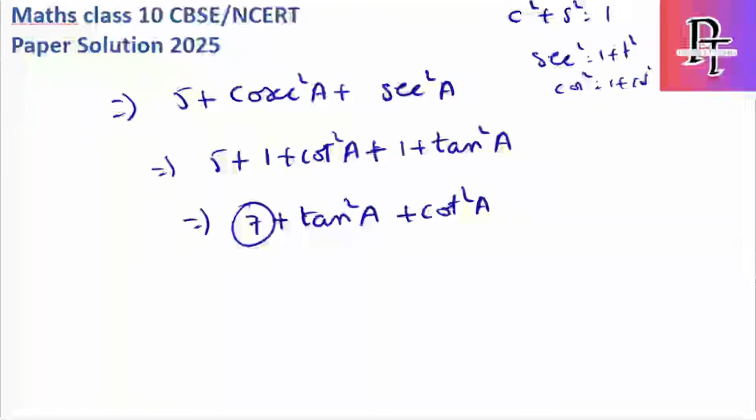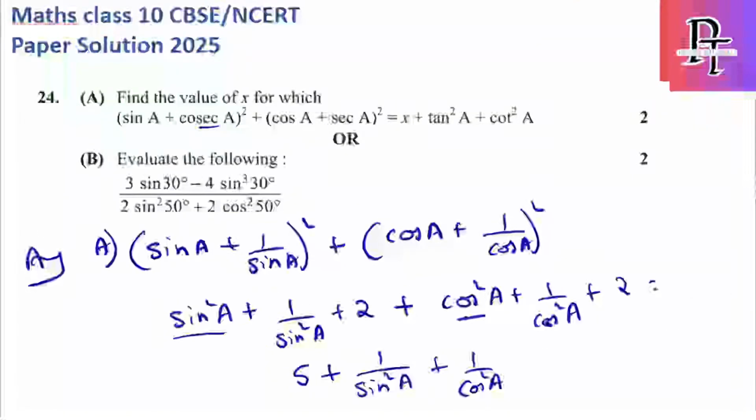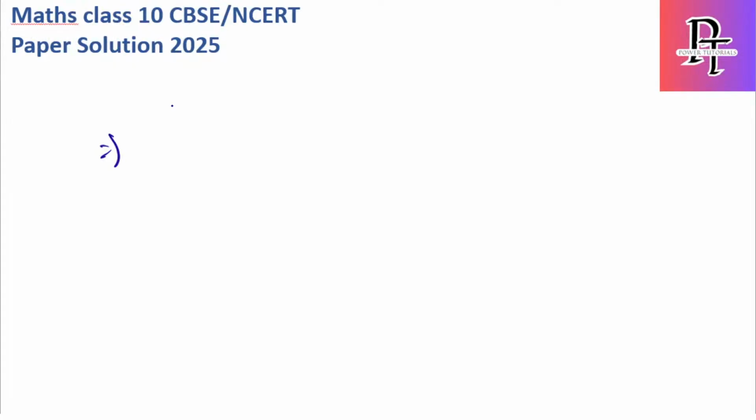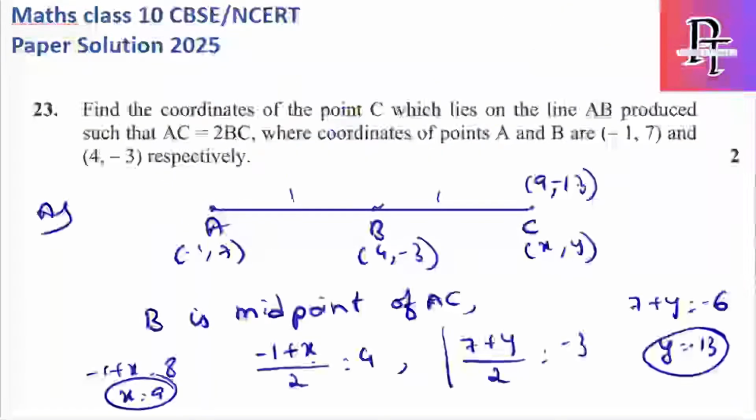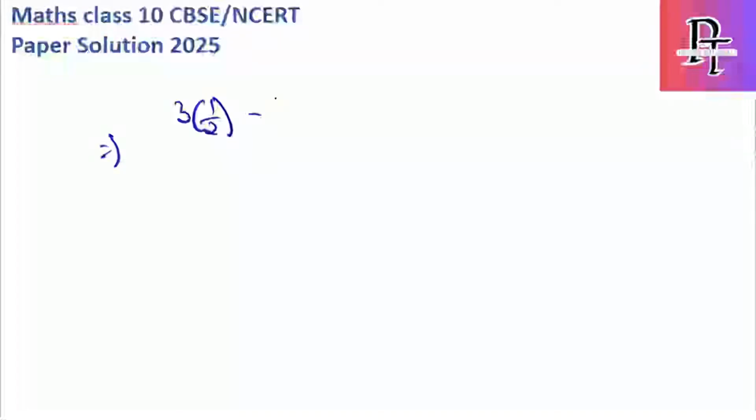Okay, let's move to the second B part. B part is very easy because this is simply asking to substitute the values. Okay, so 3 into sin 30 is 1 by 2, minus 4 into sin 30 whole cube. So minus 4 into sin 30 is again 1 by 2 whole cube.